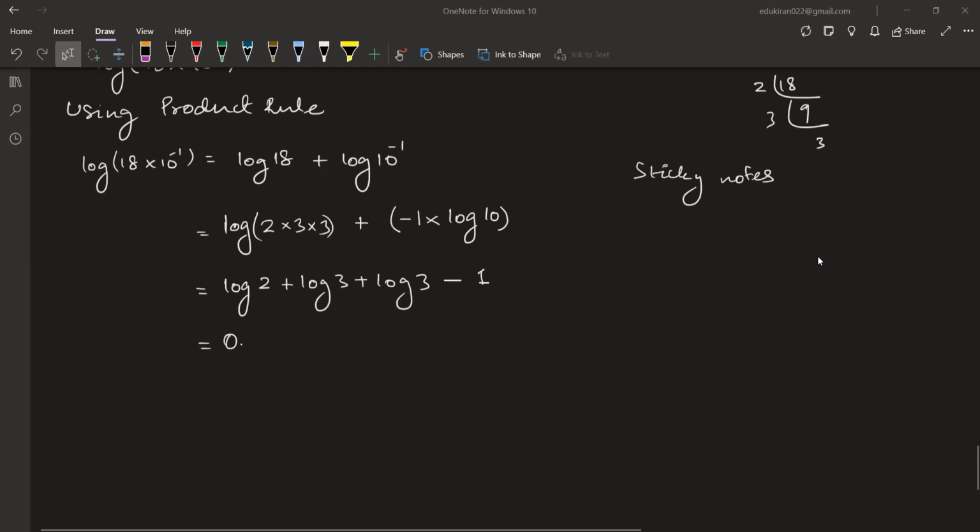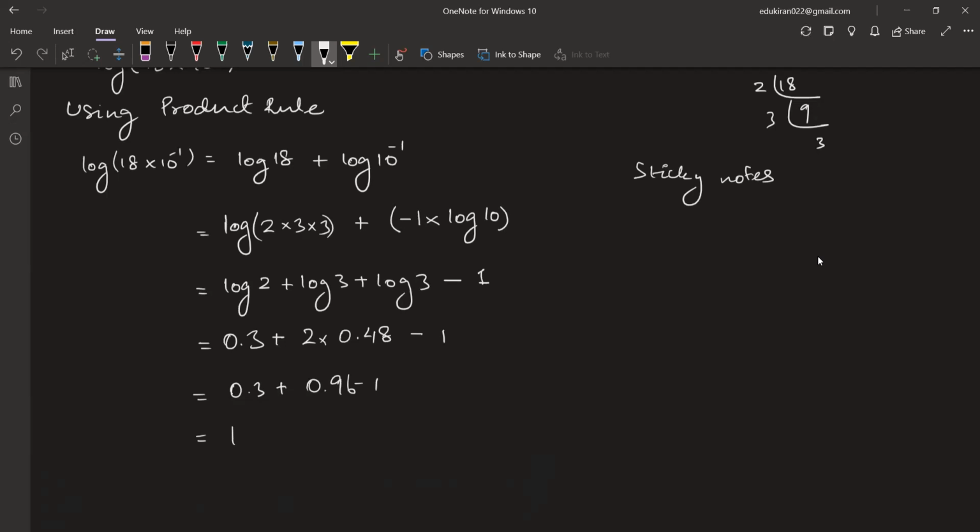So log 2 will be 0.3, plus log 3, so I can write 2 into log 3. So I will write 2 into log 3 is 0.48, minus 1. So this will be equal to how much? Tell me. 0.3 plus 0.48 will be how much? 0.96. So 0.96 minus 1. Actually it is 1.26, I think, minus 1, which will give you 0.26.